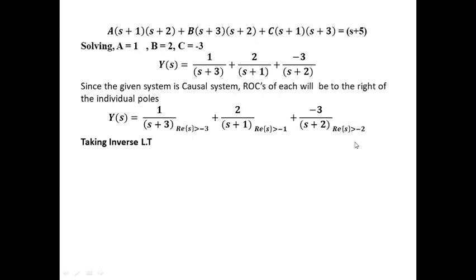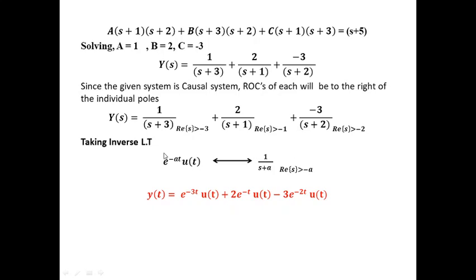So now we can apply the conventional formula e power minus at u of t, Laplace transform is 1 by s plus a, real part of s greater than minus a. Just go back in reverse to take the inverse Laplace transform, and we get y of t equal to e power minus 3t u of t for the first term. 2 is the amplitude, 1 by s plus 1 is e power minus t u of t, and minus 3 times 1 by s plus 2 is e power minus 2t u of t.